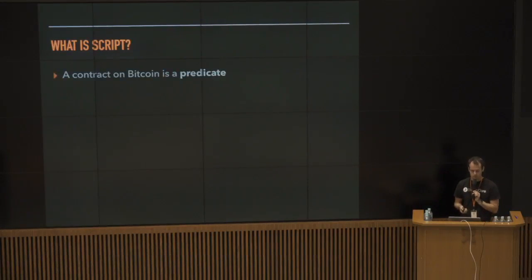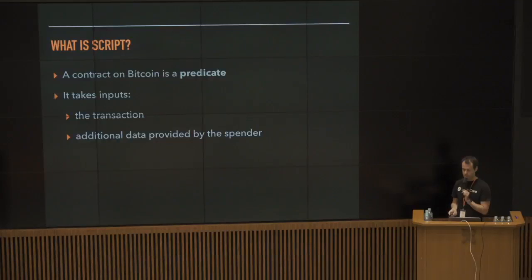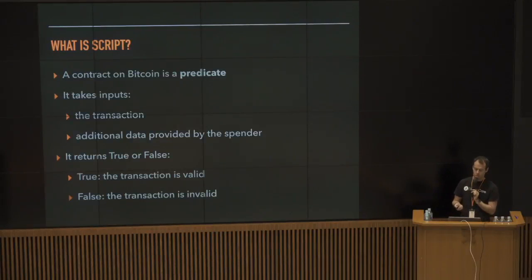Okay, what is script? In Bitcoin, a contract is what we call a predicate. It takes some inputs and it outputs either true or false. And those inputs are the transaction and some additional data provided by the person spending the coin. And it returns true or false. True, the transaction is valid. This is a valid spend of the coin.